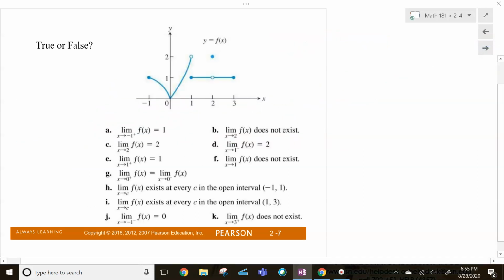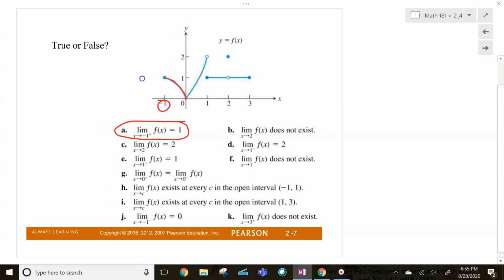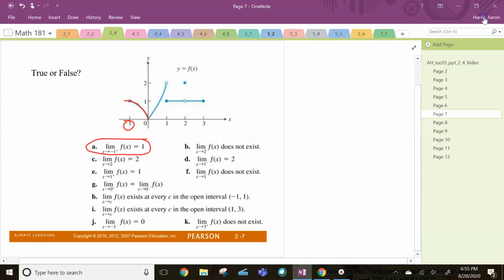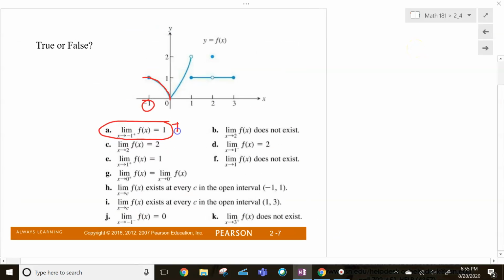Let's do some more here. A, limit as x approaches -1 from the right. Is this true or false? Limit as x approaches -1 from the right is 1. So here's -1. We're going to follow this function from the right. Is it 1? Yes. Sure enough, it looks like it's approaching 1. True. All right, B. Limit as x goes to 2.